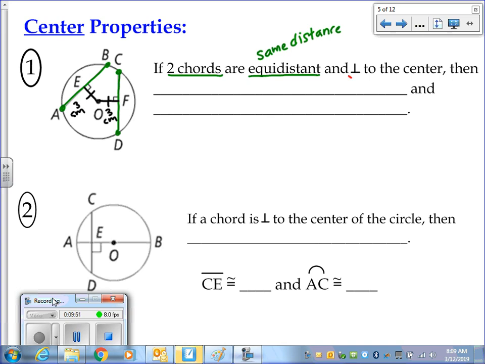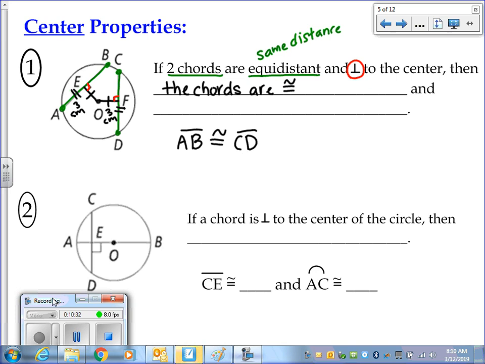But they're also going to be perpendicular to the center. So that just means they're making right angles to the center. So if you ever see this scenario, two chords are the same distance from the center, they're also perpendicular to the center, then we can conclude the chords are congruent. So if I were to take a look at my two chords, my first chord is AB, so I would say chord AB is congruent to chord CD.